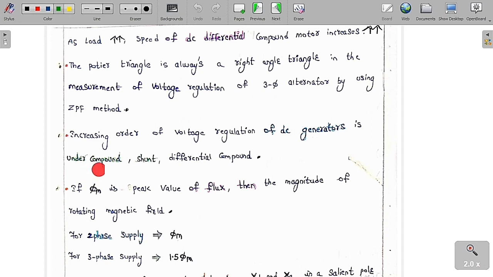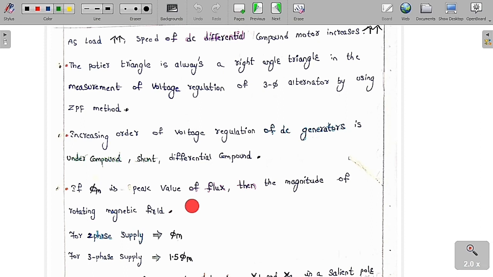I have already shown you these things in the graphs also. The voltage regulation of under compound is lesser than that of shunt, which is lesser than that of differential compound, because the no load voltage and the rated voltage have a huge amount of difference. So it is very high for a differential compound generator, and the under compound voltage regulation is lesser than the shunt.